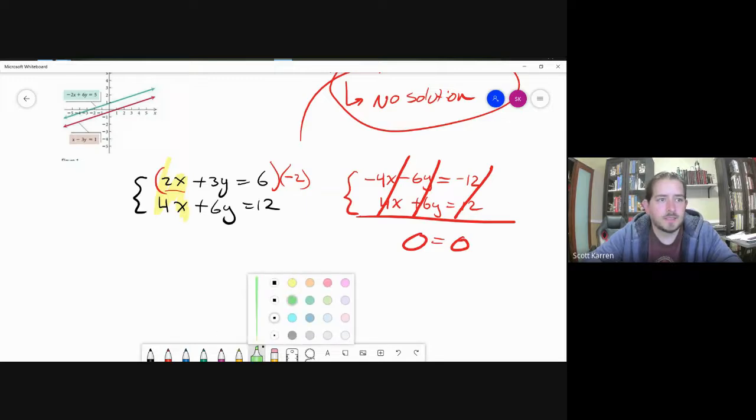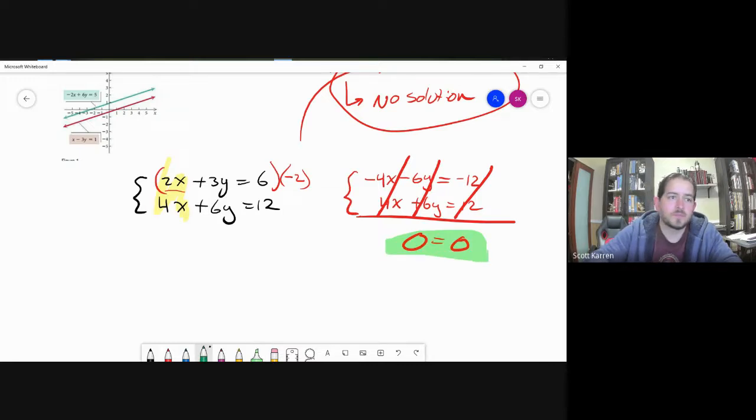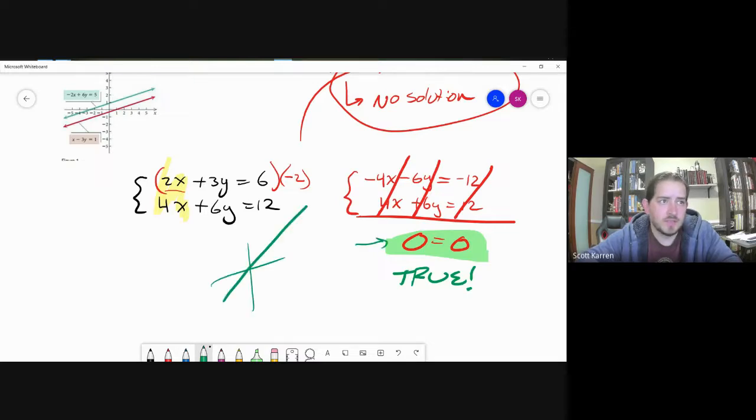But this is true, right? So what does that mean? Well, in this case, these two are the same line. That's why this boils down to a true statement: you've got this one line, and the other line is right on top of it. It's the same line. So we would say that there's infinitely many solutions.